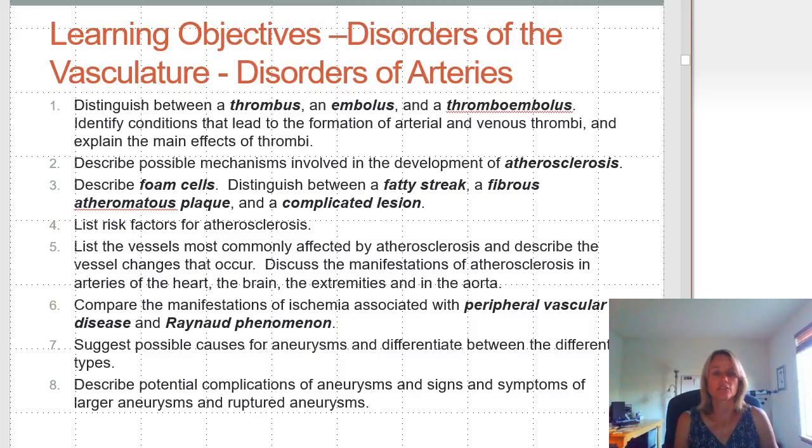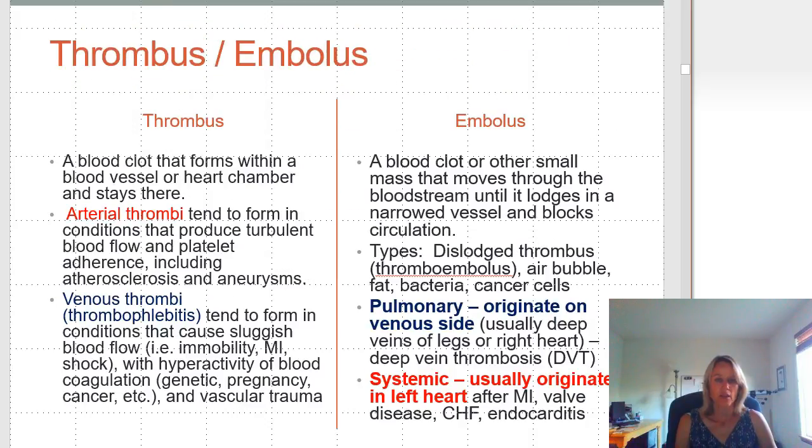Now we're going to look at disorders of the vasculature, starting with disorders of the arteries. So just a quick review: a thrombus is a blood clot that forms within a blood vessel or heart chamber, and it stays there. We can describe this thrombus as being in the arterial system, and those tend to form in areas that produce turbulent blood flow and platelet adherence. So this includes atherosclerosis, the way it damages the blood vessel, it produces more turbulence, as well as aneurysms.